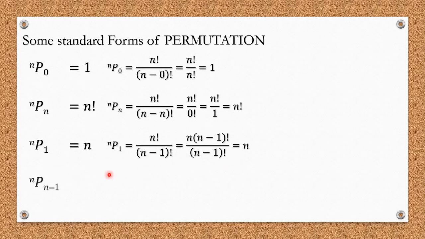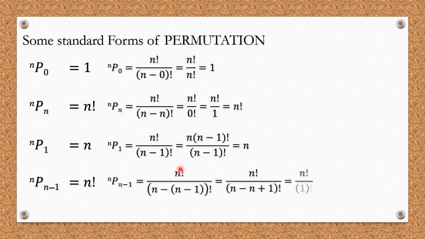And the last form, where it is nP(n minus 1). Here, nP(n minus 1) is again n factorial. How can we prove this? nP(n minus 1) is n factorial upon (n minus (n minus 1)) factorial.